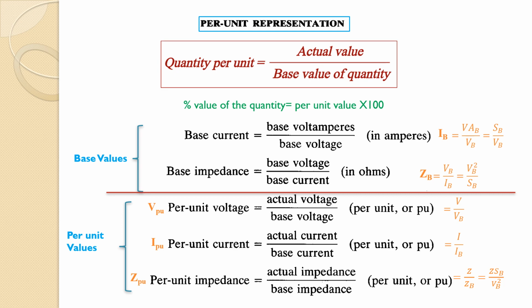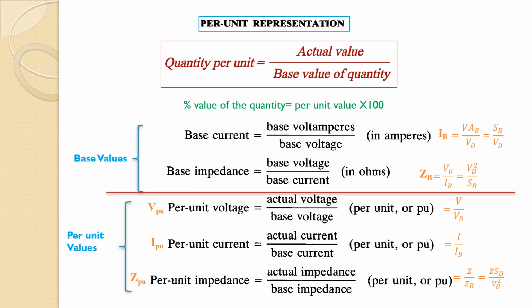To get the percent value of a quantity, we need to multiply the per unit value of that quantity by 100. The per unit and percent quantities and their bases exhibit the same relationships and they obey laws such as Ohm's law and Kirchhoff's law. A minimum of 4 base quantities is required to completely define a per unit system, and these are voltage, current, power, and impedance or admittance. If two of them are set arbitrarily, then the other two become fixed.